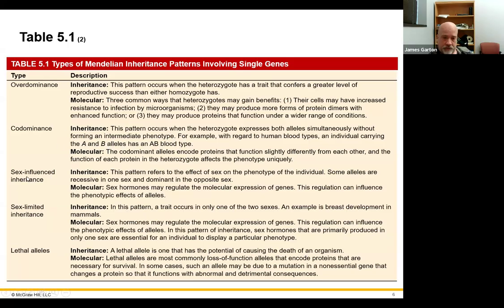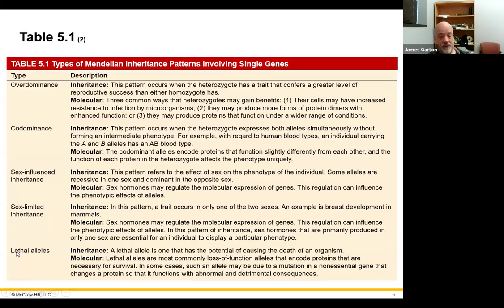And then you have sex influenced inheritance. The easy explanation is that there are different sex hormones in different members of a species, and it's these sex hormones that can influence the expression of genes. And then you have sex limited inheritance. The trait is only going to occur in one of the two sexes. Again, it can be related to differences in sex hormones.